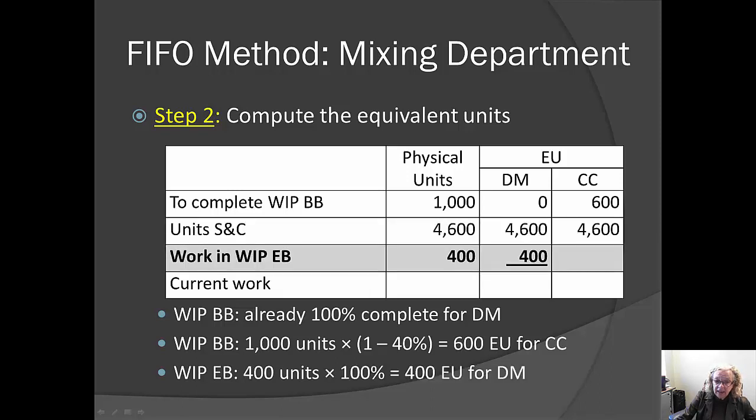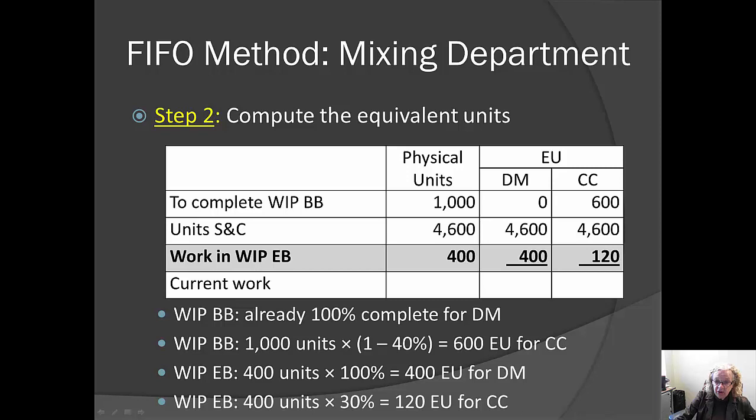Now let's consider the units that are in the work in process ending balance. Those units must have gotten 100% of their materials because materials are added at the beginning of this process. So they are worth 400 equivalent units for materials. But we're told that those units are only 30% complete for conversion. 400 physical units times 30% completion in this period equals 120 equivalent units.